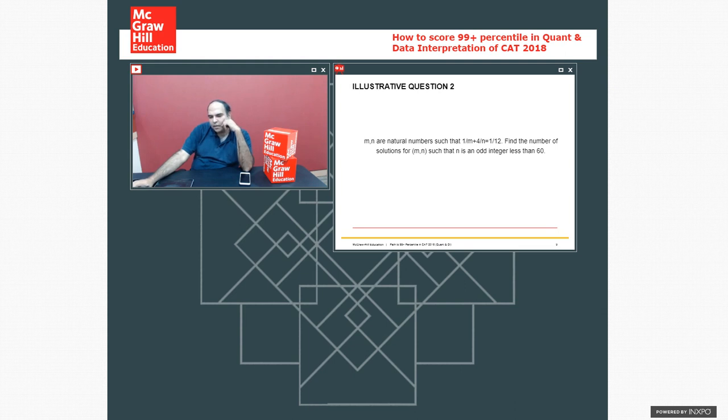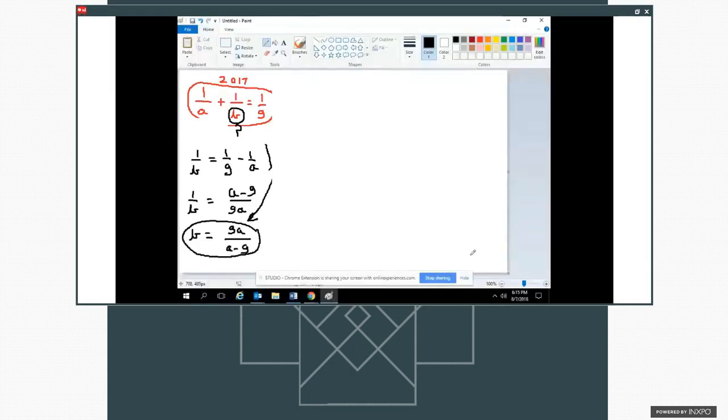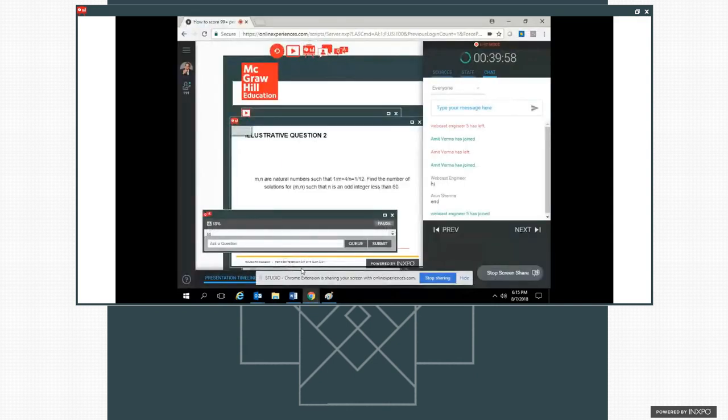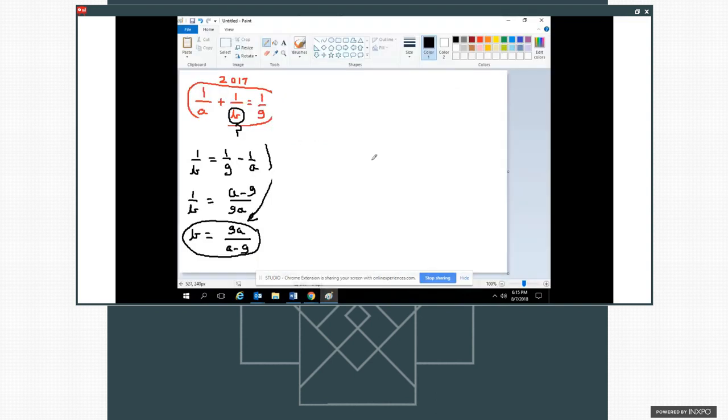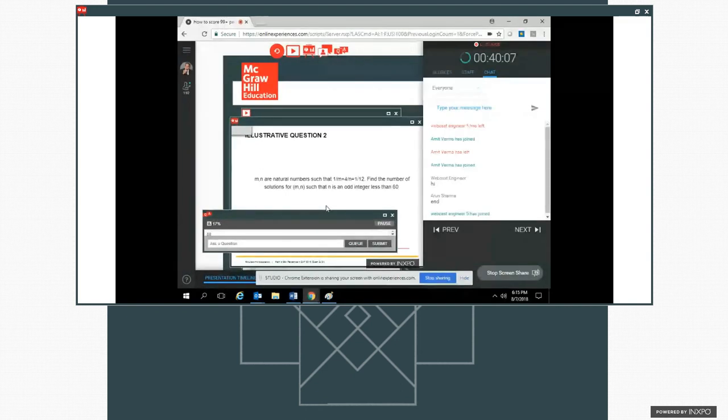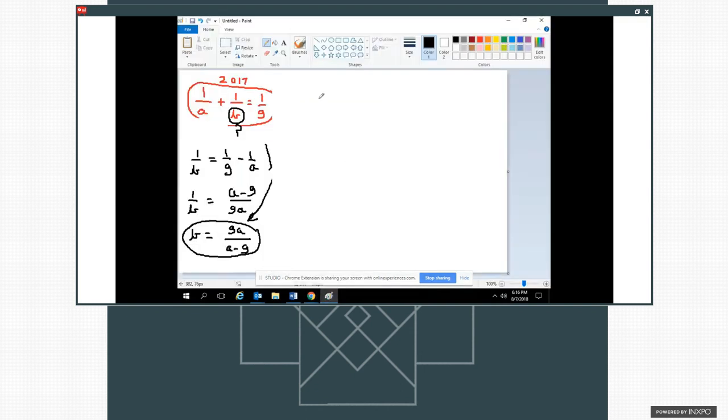As I said, there's a special reason why I decided on this question. Let's look at this other question and let's see what this question is forcing us to do. I'll go back to my screen share, I'll go back to my paint window, and we'll go back to this point where we pick up the question: 1 by m plus 4 by n is equal to 1 by 12. m and n are positive integers, natural numbers, and n is an odd integer less than 60.